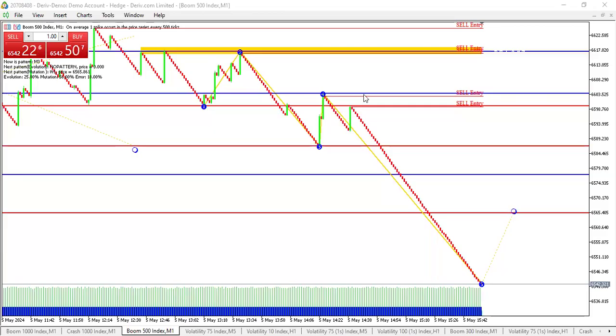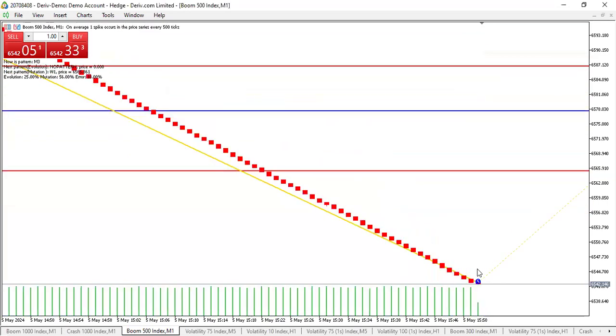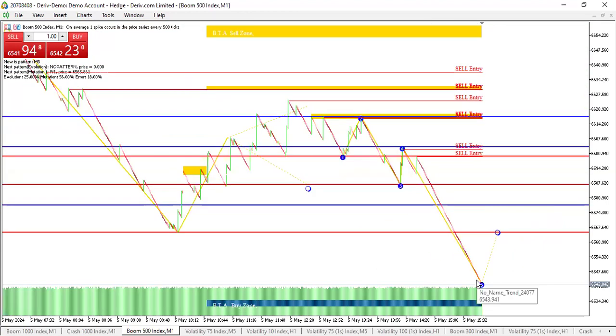All right, guys. Like what I was saying, this is the system I usually use to catch spikes. For instance, when it reaches this node, usually a spike will come. Whenever it reaches this node, I think you can all see that this is a Boom 500. It has reached this node that is written number 5. I think you can all see it. So whenever the price reaches this node, a spike is usually going to come.